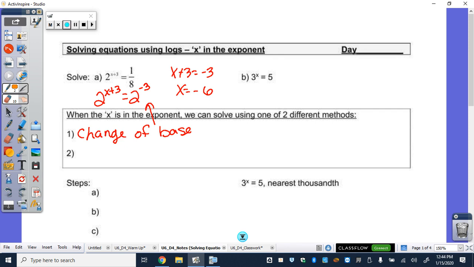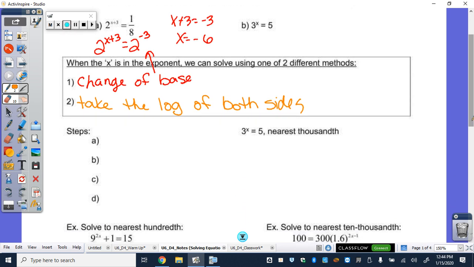So the other way that we can solve this to get x out of the exponent spot is we are going to take the log of both sides. Whenever you have two bases that you can't get equal to each other, you're going to take the log of both sides. So looking at that example, 3 to the x equals 5, what that would look like is the log of my left side, 3 to the x, equals the log of my right side, which is 5. So I take the log of both sides.